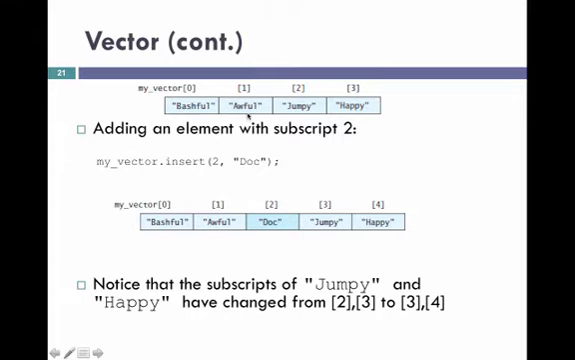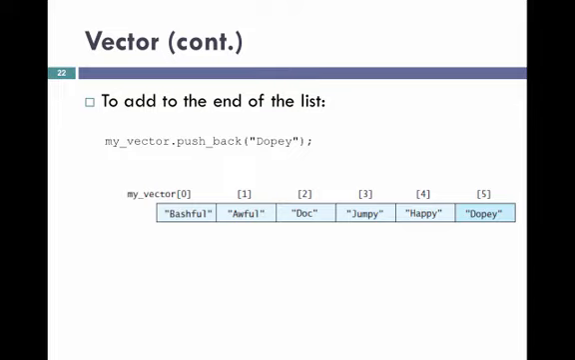Then if we have this my vector with these four strings and we call insert with the index 2 and doc, this is going to insert doc at subscript 2, and it will automatically push jumpy and happy over one index to make room. So jumpy and happy, the indexes of 2 and 3, change to 3 and 4. We can use push_back to add a dopey to the end of the vector.